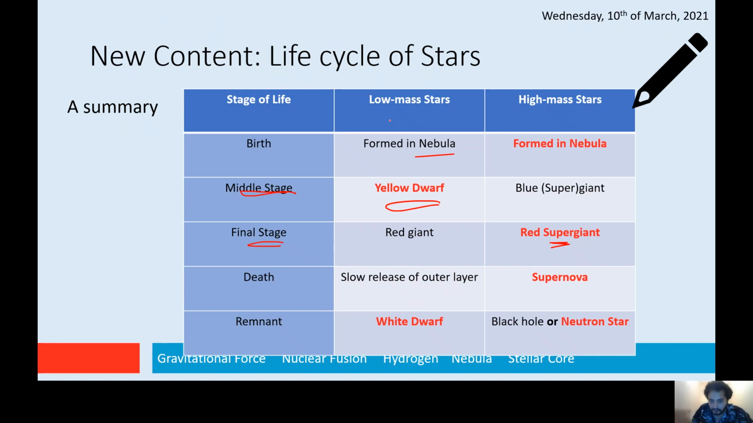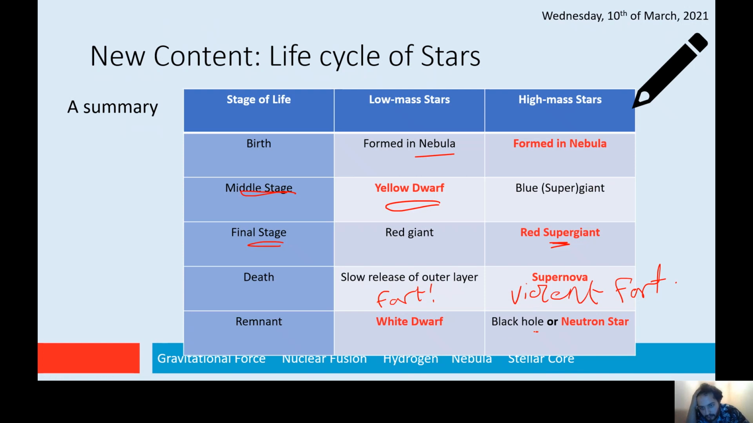The death of a low mass star is a slow release of the outer layer, otherwise known as farting. Death of a high mass star is a supernova, otherwise known as a violent fart of a star. You just got to keep yourself entertained. I'm so sorry. Now, I can't remember if I mentioned this.